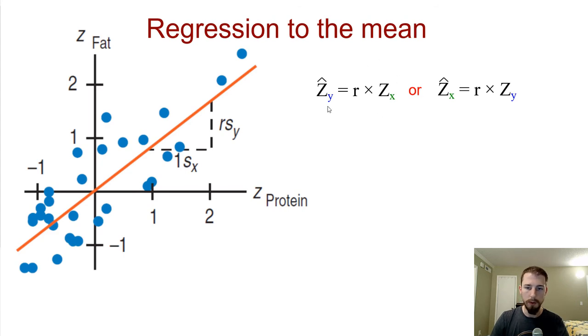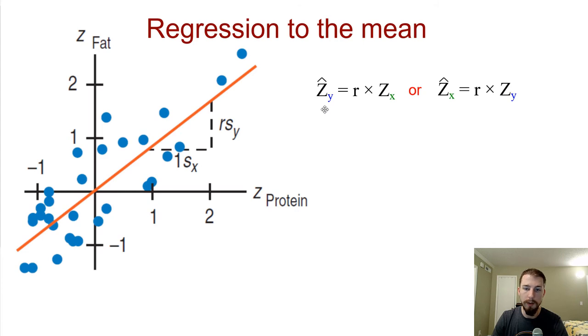You can estimate the y variable from the explanatory variable, or you can estimate the x variable from the y variable, because the correlation is the same regardless if you switch the order of the variables. So that's kind of cool, but that is regression to the mean.